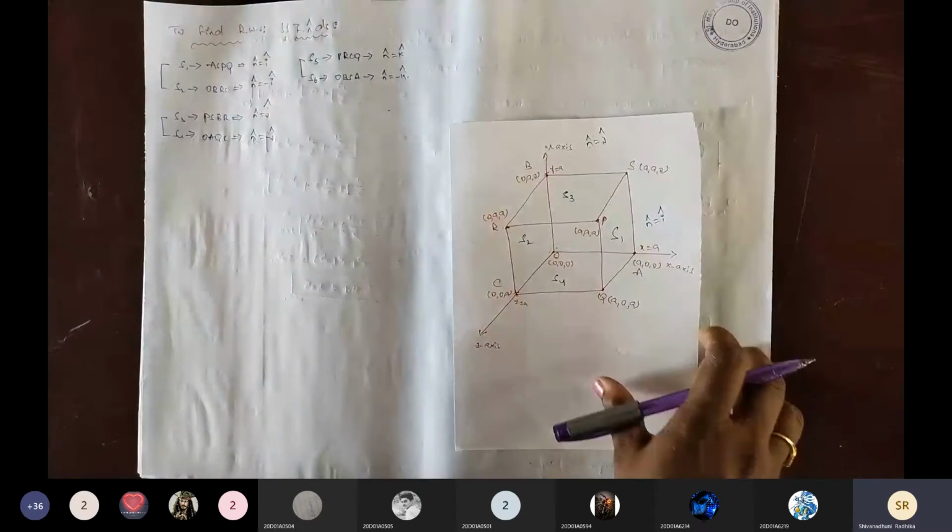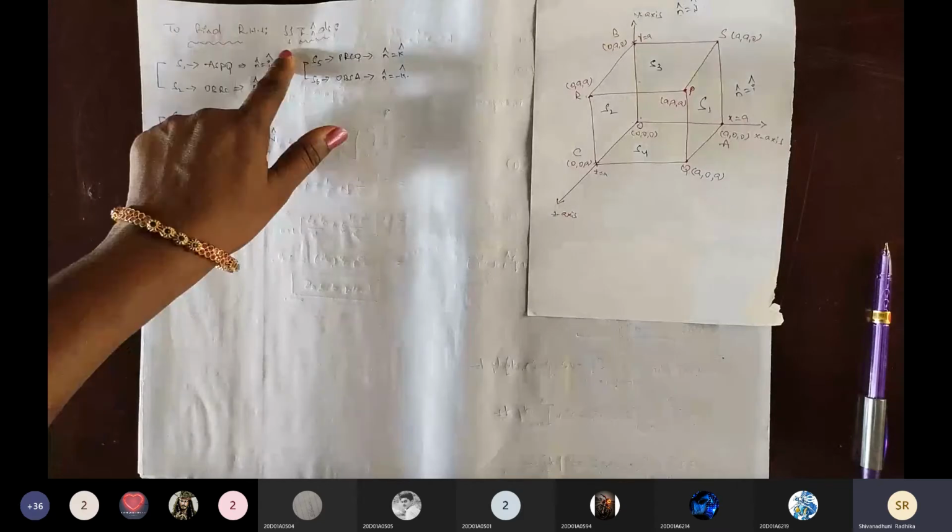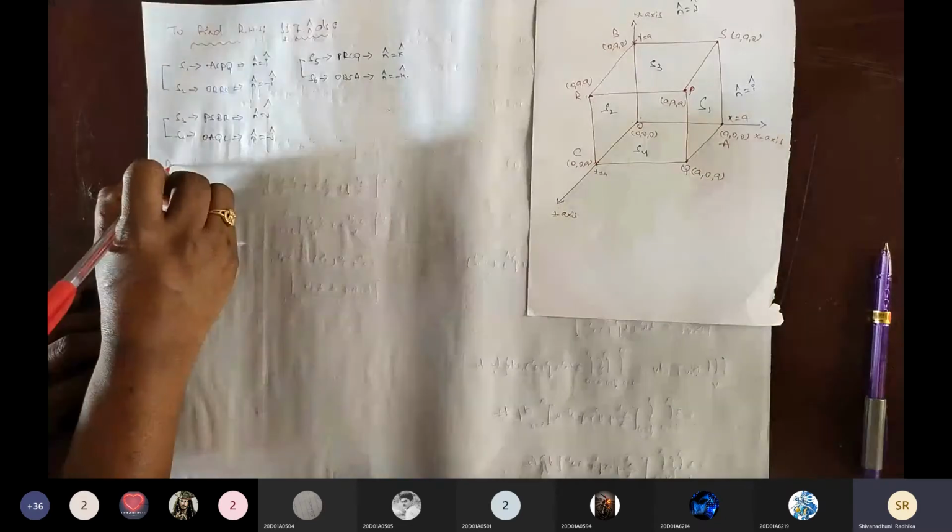Are you clear? Now go through each and every surface, and adding all the surfaces we can get the double integration over the complete S. Always, the Gauss divergence theorem is for closed surfaces only. Is it clear? Now along S1.